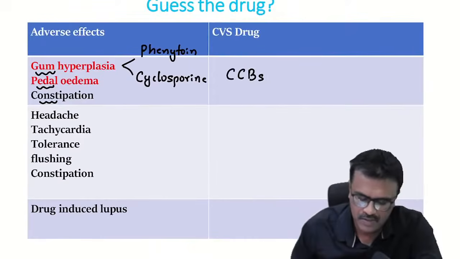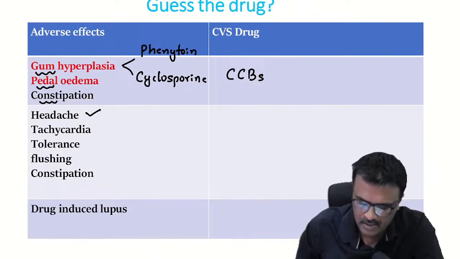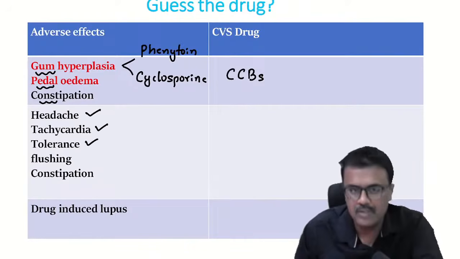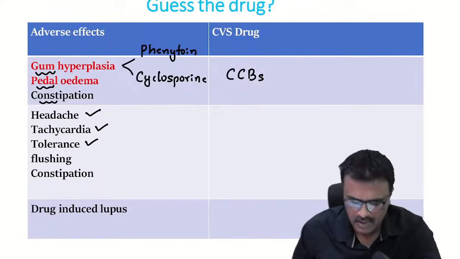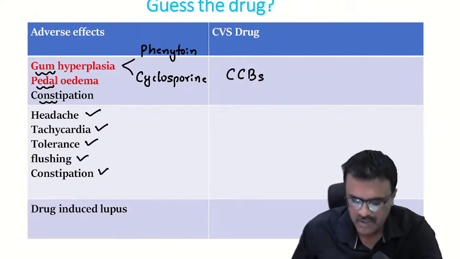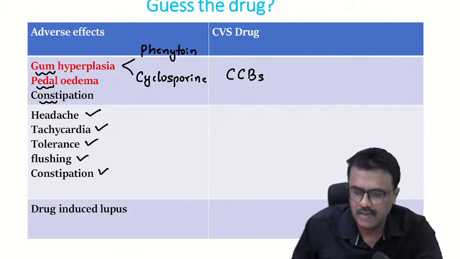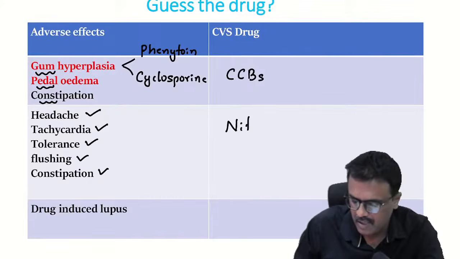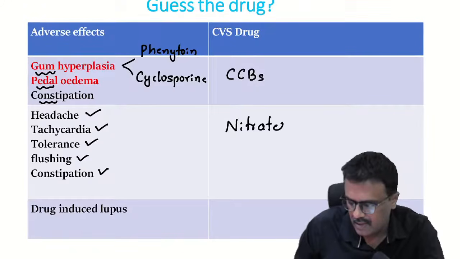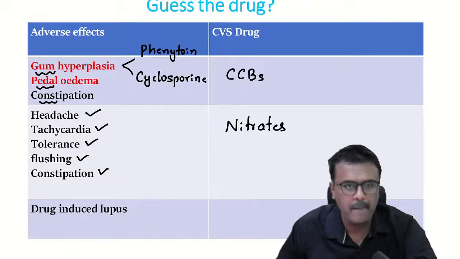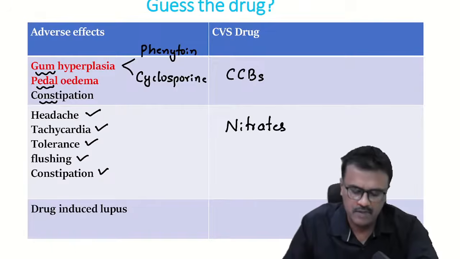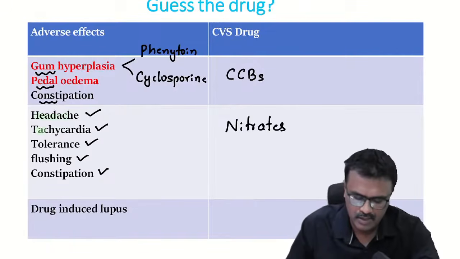Now, which CVS drug will cause headache and tachycardia, develops tolerance, and causes flushing and constipation? They are anti-anginal drugs, the nitrates. So when you give nitrates, the patient will suffer with headache, tachycardia, tolerance, flushing, and constipation.